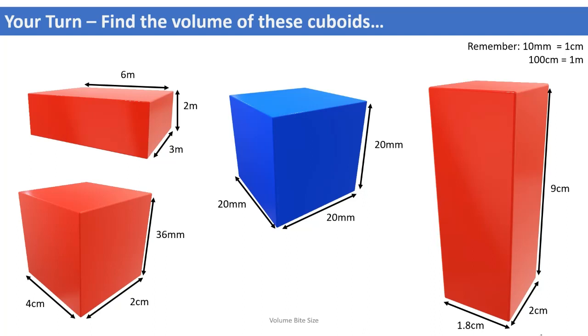So guess what? It's your turn now. What I want you to do is have a go at these questions. We've got cuboids in this section, and then you've got cylinders in the next section. Just remember a couple of things. 10 millimeters equals a centimeter, 100 centimeters equals a meter. You may need to be aware of that one. Okay, I'll let you look that through.